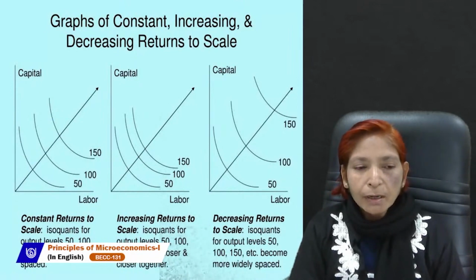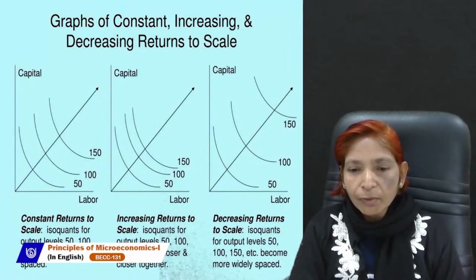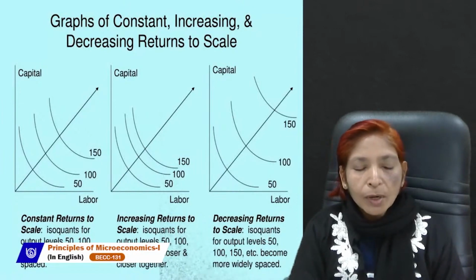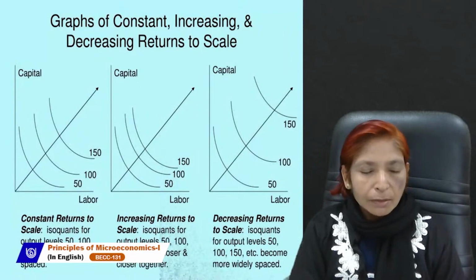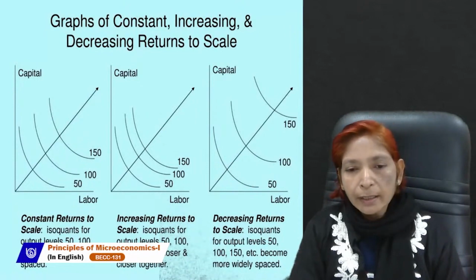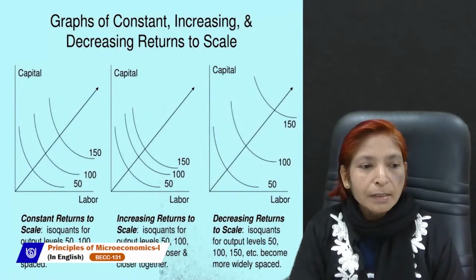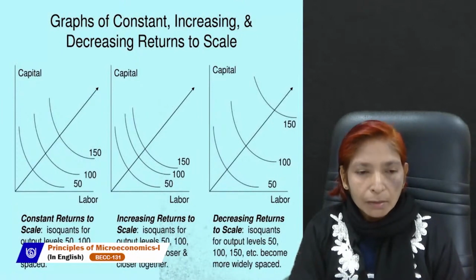Units are the same: 50, 100, 150, 50, 100, 150. In three diagrams, units are the same. Isoquant curve slopes downward and is convex to the origin. And the 45-degree line is the same in these three diagrams. But the difference is the gap which lies in between these isoquant curves.